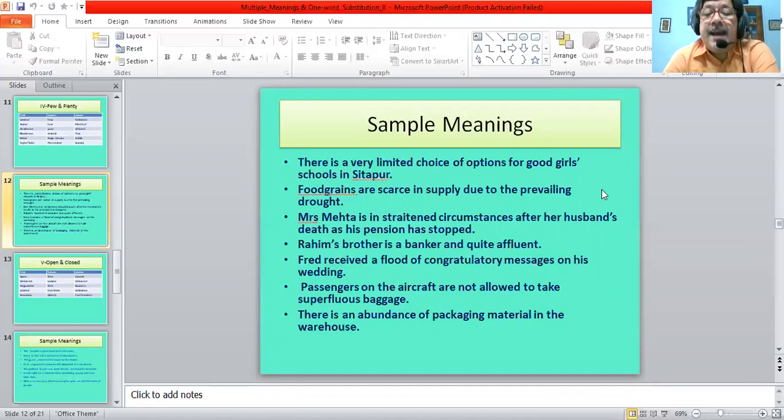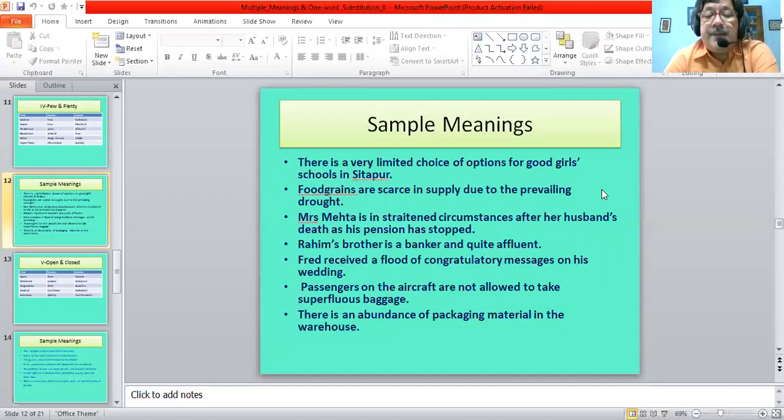Rahim's brother is a banker and quite affluent. That means he's quite well off. Fred received a flood of congratulatory messages on his wedding. So a huge number of messages have been pouring in. So this is a flood of messages.